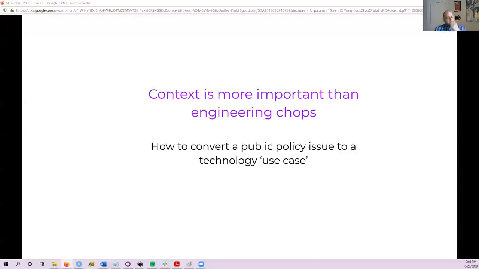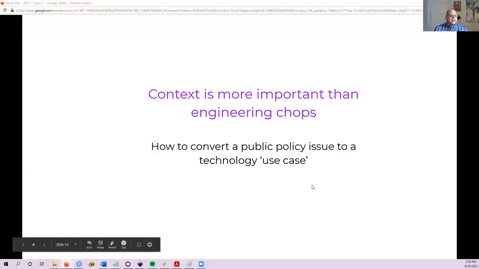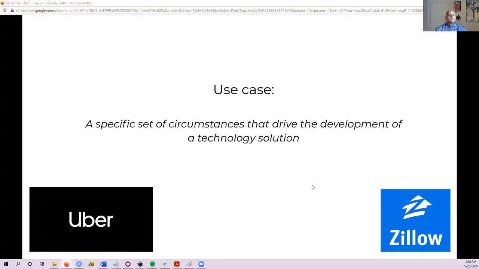All right, so this starts by taking a very zoomed out look at the kinds of problems we are interested in and try to understand how to convert a public policy issue into a technology use case. So a use case, I've defined it here, a specific set of circumstances that drive the development of a technology solution. The use case for an Uber app is to match a driver with a rider and get both of those individuals from point A to point B.